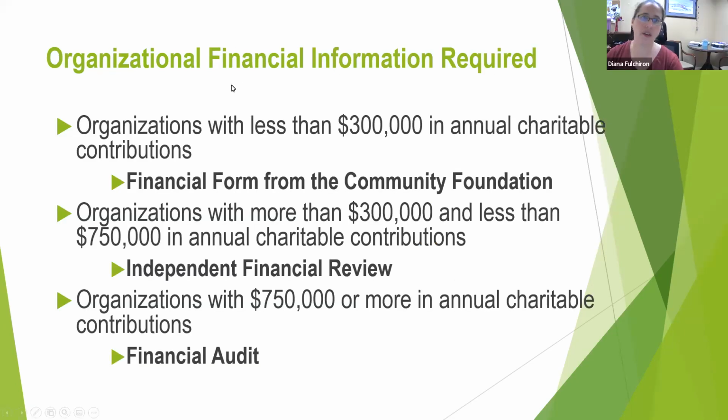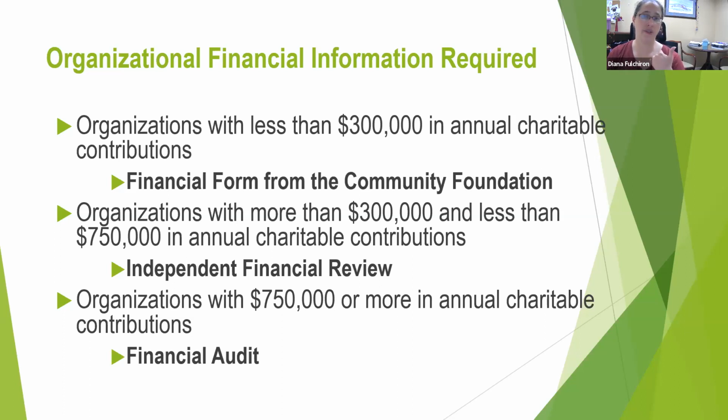All right. So what's next? Let's talk about that organizational financial information. This is really based on classifications of levels of organization based on the Secretary of State division and the way they categorize their charitable organizations. If you're an organization that receives less than $300,000 in annual charitable contributions, we have a financial form that the Community Foundation has developed that you can use to give us that information. Specifically, we'll be looking for your last completed fiscal year, and we're going to ask for assets and liabilities and that sort of information on that form.